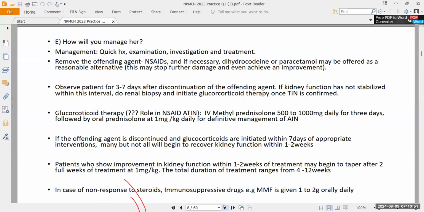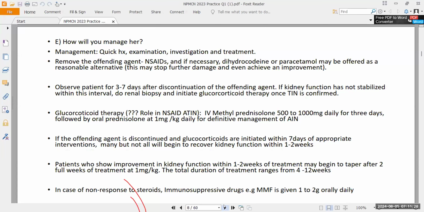So the option E, how will you manage her? Management of this patient will entail a quick history, examination, investigation, and treatment. From the history, I would like to find out, they've already given me history of NSAID use. I would like to find out why she's taking the NSAID for the joint pain. Is there associated skin rashes, photosensitivity, alopecia? I'd also like to find out other history of antibiotic use, and so on.